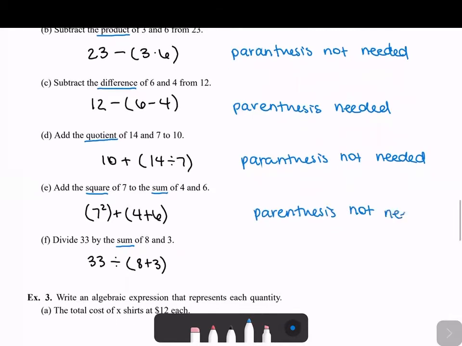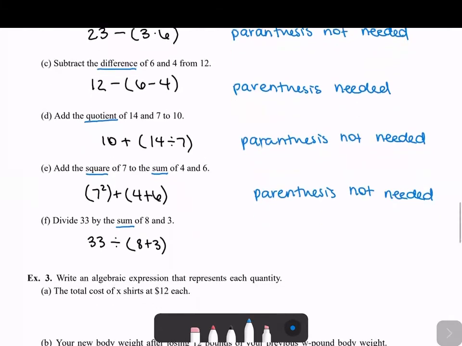Because we know that we would evaluate this exponent before anything else, right? So that's 7 squared, so we don't need the parentheses around that. And all of the rest of the operations are just adding, and adding is associative, so it doesn't matter what order we would do it in. So parentheses are not needed here.